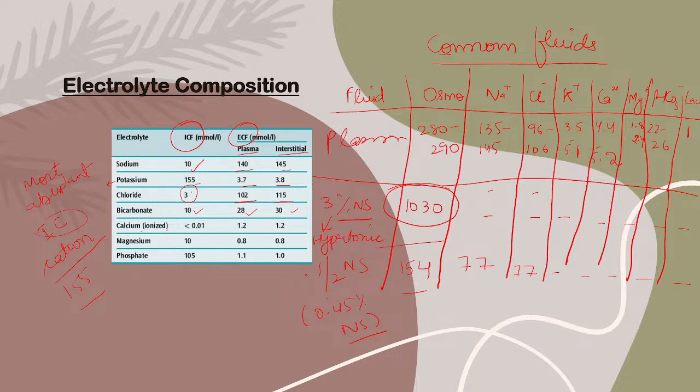If we talk about ionized calcium, in intracellular it's very less, less than 0.01 millimoles, in plasma it's 1.2, and interstitial also 1.2. Then magnesium is 10 in intracellular, in plasma around 0.8, and interstitial also 0.8. Then phosphate is present in a good amount in intracellular fluid, that is 105, in plasma 1.1, and interstitial 1.0. So this is the basic composition of electrolytes that you need to remember.